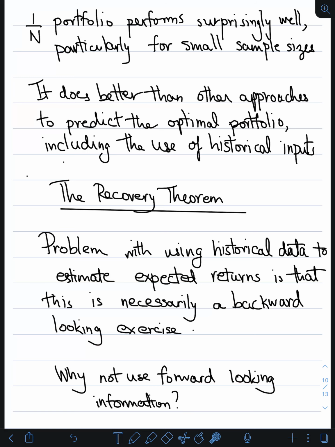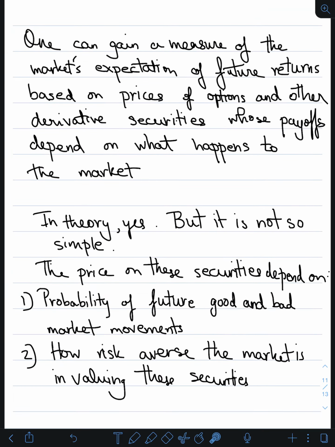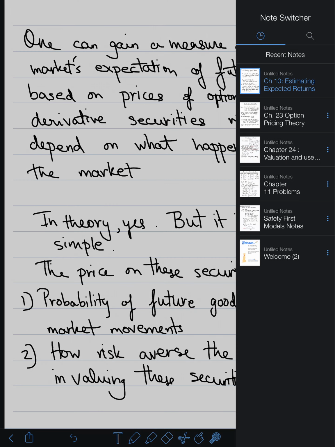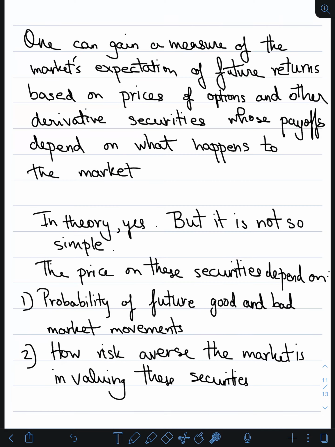Okay, what kind of forward information could we have? They're derivatives, right? We've just talked about derivatives like options and such things. So what does an option depend on? The value of the option depends on future expectations of that underlying asset, right? What do we believe is going to happen to that stock if we've bought an option on a stock? Okay. So one can gain a measure of the market's expectations of future returns based on prices of options and other derivative securities whose payoffs depend on what happens to the market in the future.